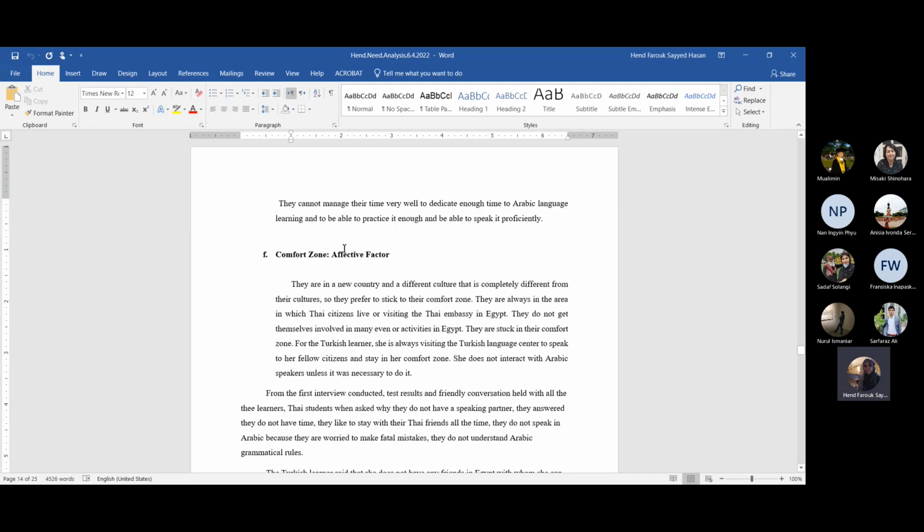Comfort zone. This is the affective factor. They are in a new country and a different culture that is completely different from their own culture. And I can understand that very well because I lived in Indonesia for 3 years. So they are always in the area in which Thai students live or visiting the Thai embassy in Egypt. They do not get themselves involved in many activities in Egypt. They are stuck in their comfort zone.